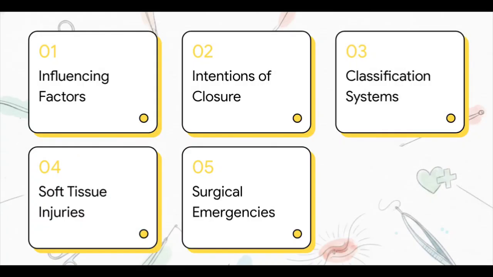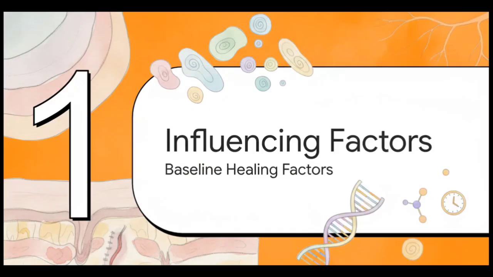So, our pathway today covers 5 key areas. First, the influencing factors of healing. Second, the intentions of closure. Third, objective classification systems. Fourth, traumatic soft tissue injuries. And finally, acute surgical emergencies. Let's get to it. Starting off with Section 1, Influencing Factors.